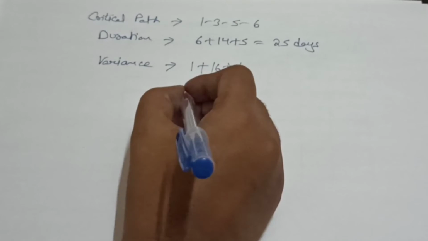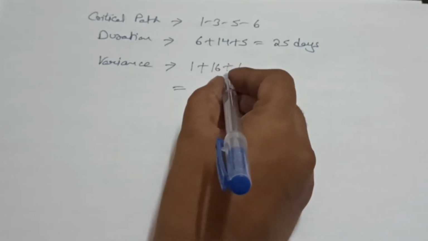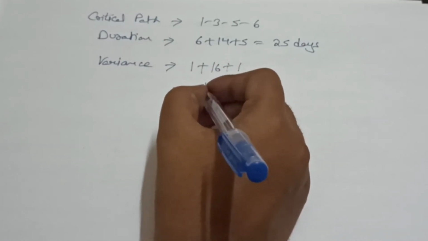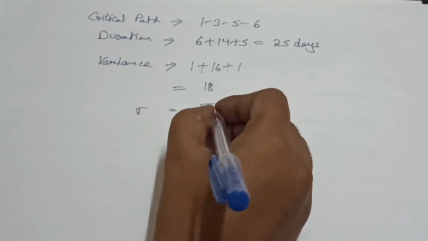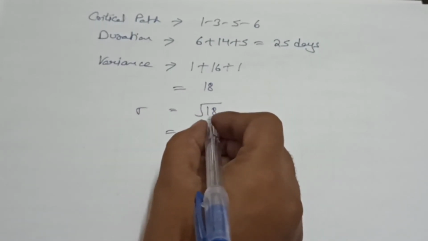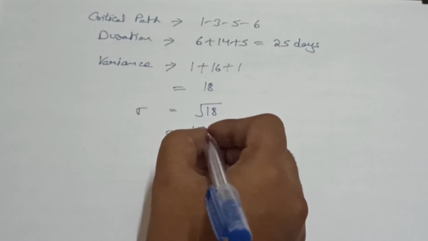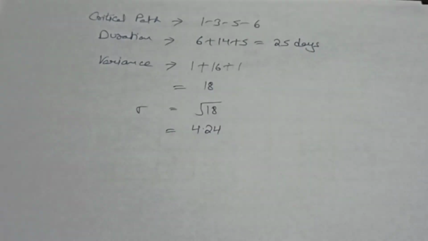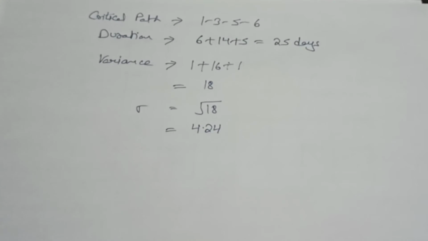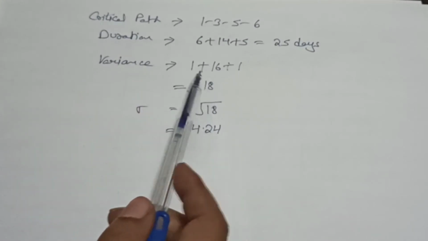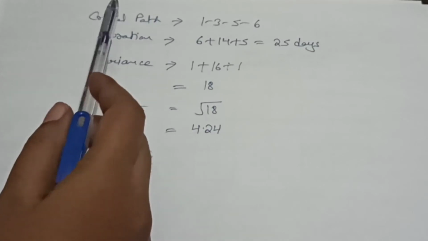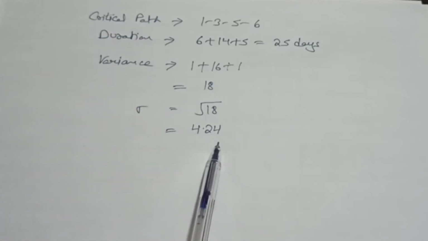So you can say 1 plus 16 plus 1 is equal to 18. And the standard deviation is equal to its square root. It will be 4.24. So now we have the variance of the critical path equal to 18 and the standard deviation of the critical path equal to 4.24. Now we will move to our further point.